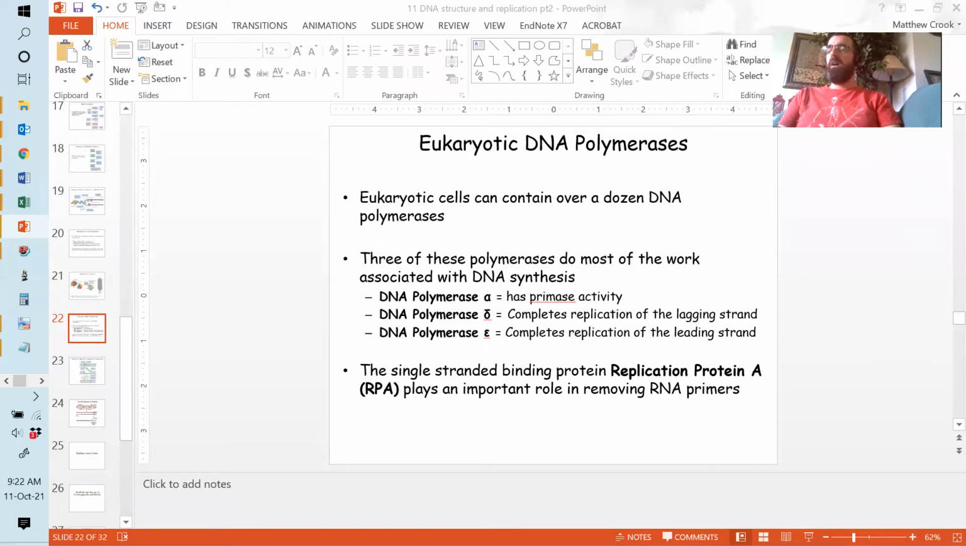Okay, so yeah, it does both leading and lagging strands. But once it's done a little bit, it falls off, right? And it's replaced by a strand-specific DNA pol, right?